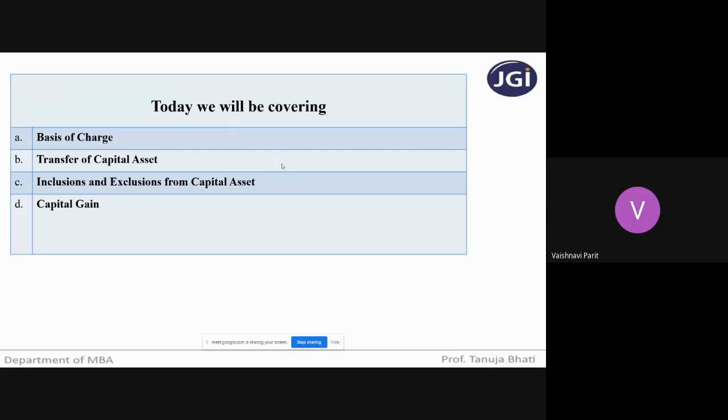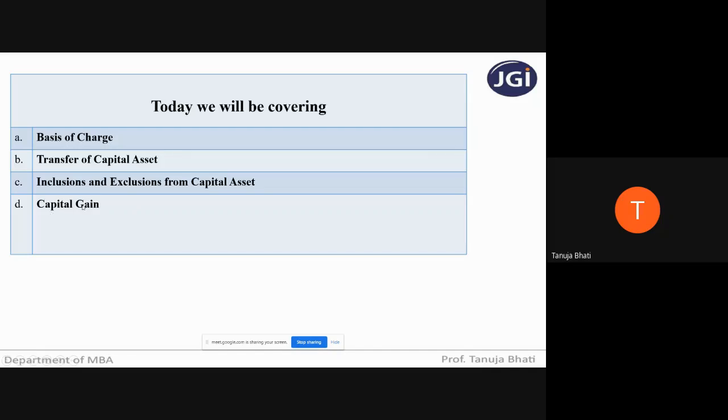Short-term asset and long-term asset. Okay. To determine it as short term in general, I'm not telling the specified 12 months and 24 months. In general, if you want to determine a short-term capital asset, what is the period of holding you have to consider? 36 months. 36 months or less if you're holding it immediately before the date of transfer.